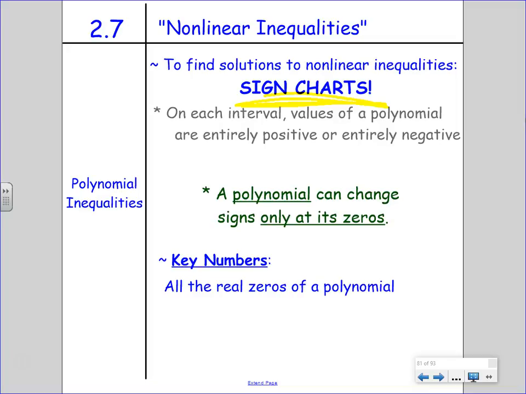A polynomial can only change at its zeros. Does that make sense? A polynomial is continuous. It has to continuously go through values, so it can only go from positive to negative if it goes through a 0. Or it can only go from negative to positive if it goes through a 0. Anyone remember what theorem guarantees this?